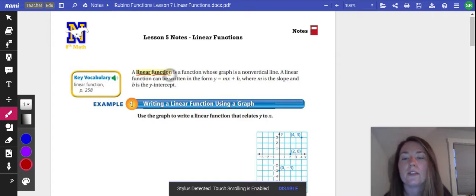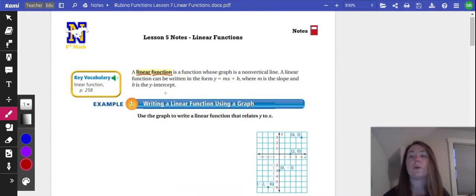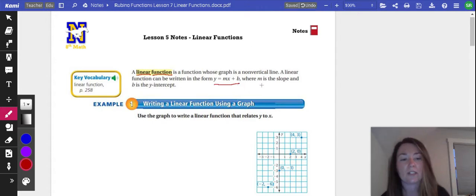So we can think of this just like a linear equation. We already learned the definition for that, but a vertical line will not be included in this because of course a vertical line would not pass the vertical line test. So a vertical line would not be a function. So a linear function, to define that, is just a function whose graph is a non-vertical line. It can be written in the form y equals mx plus b, just like a linear equation. And m is our slope and b is our y-intercept.